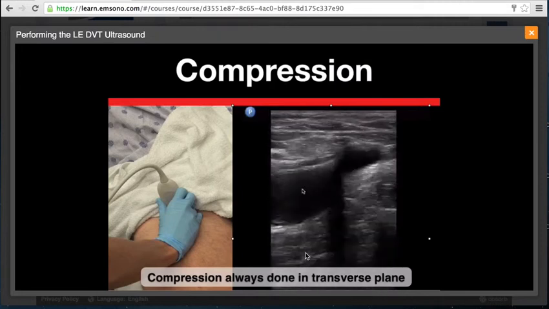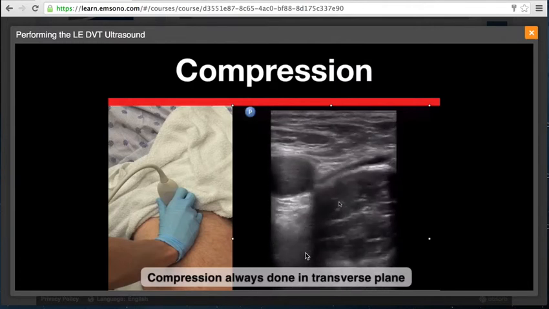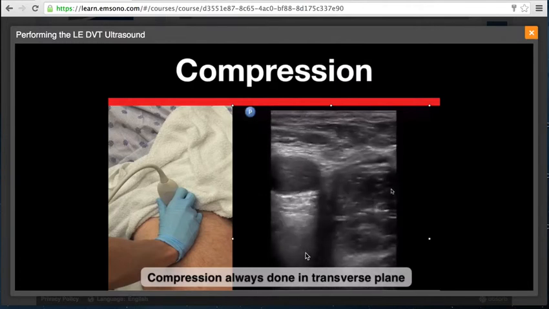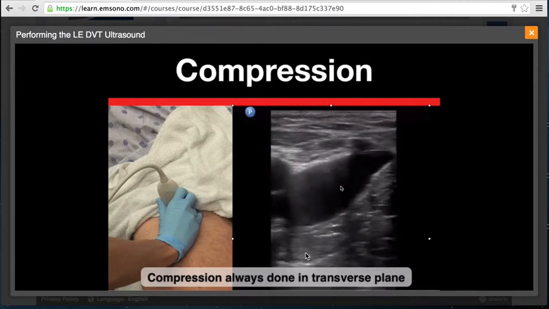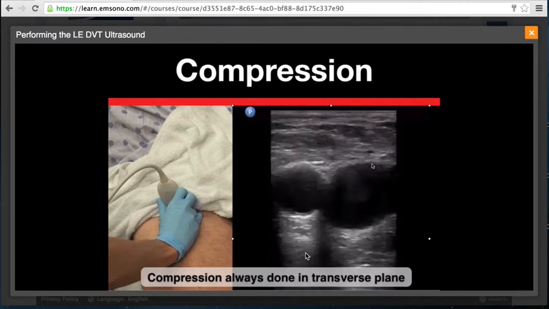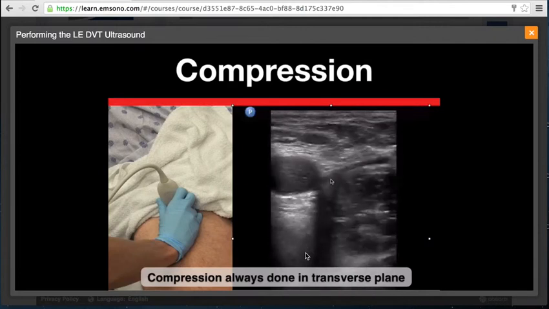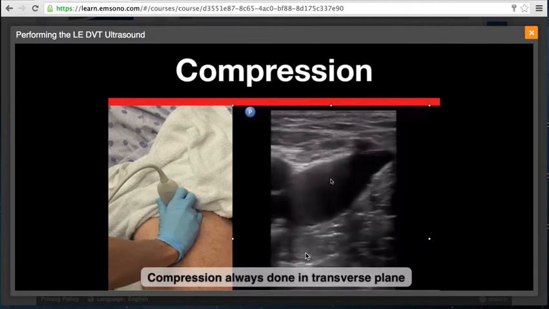Here you have an image of the proximal common femoral vein, so your anterior, posterior, patient's right, patient's left. You can see the compression of the common femoral vein here. Here you've got the saphenous vein, but you can see that this vein is easily compressible and it's fully compressible.